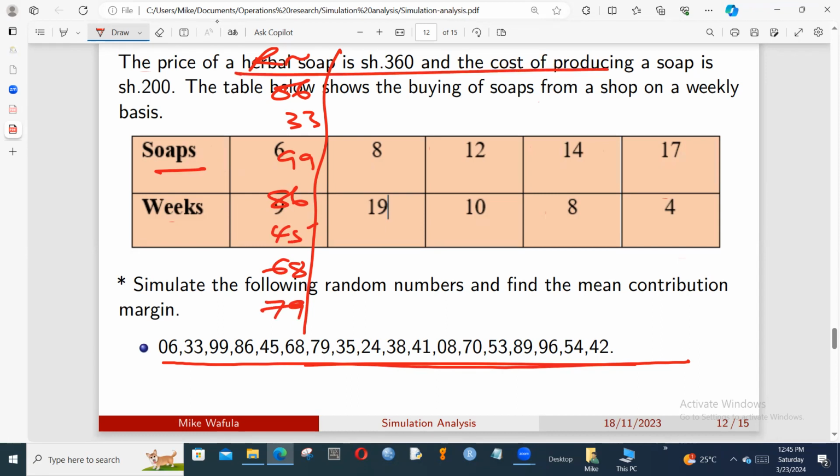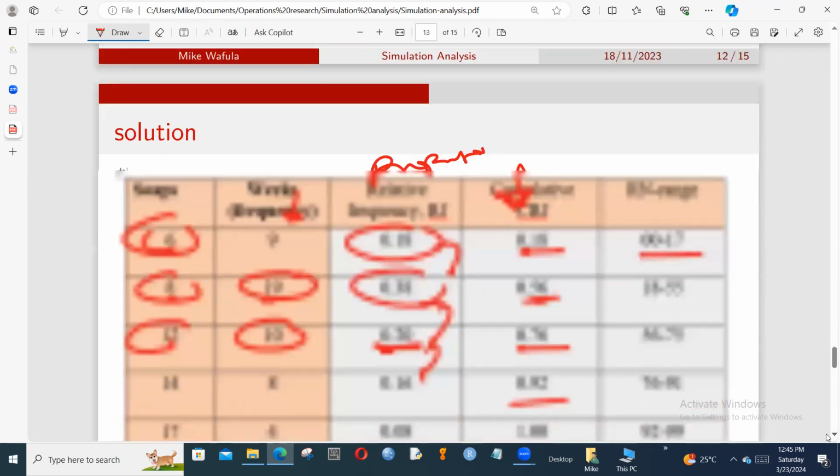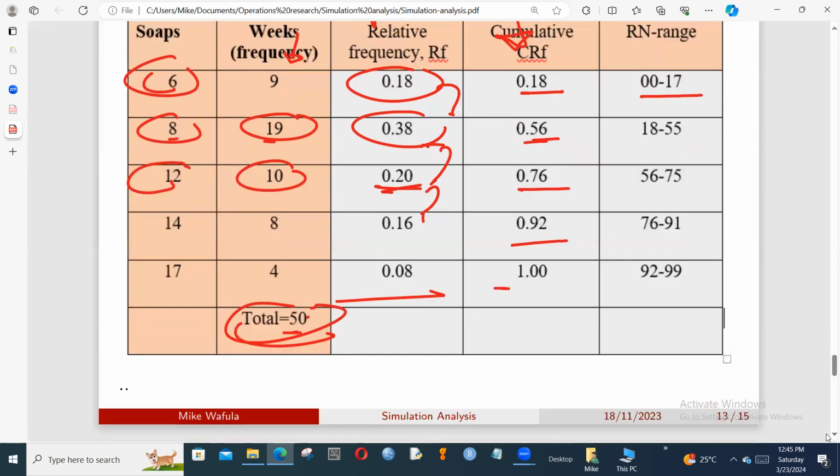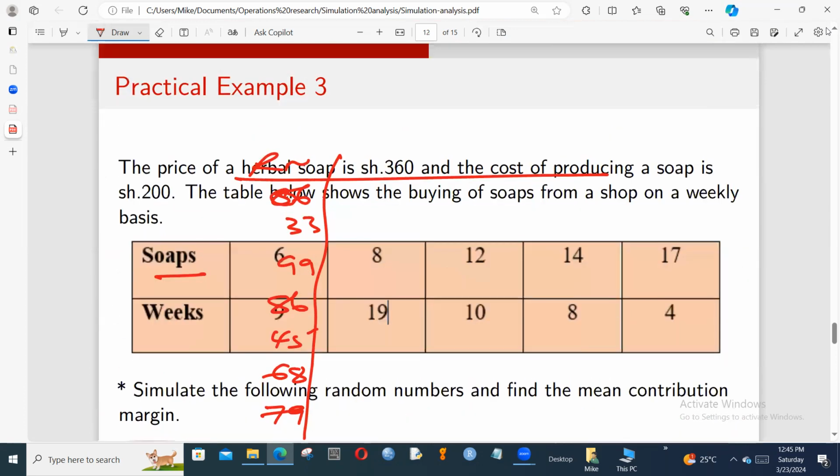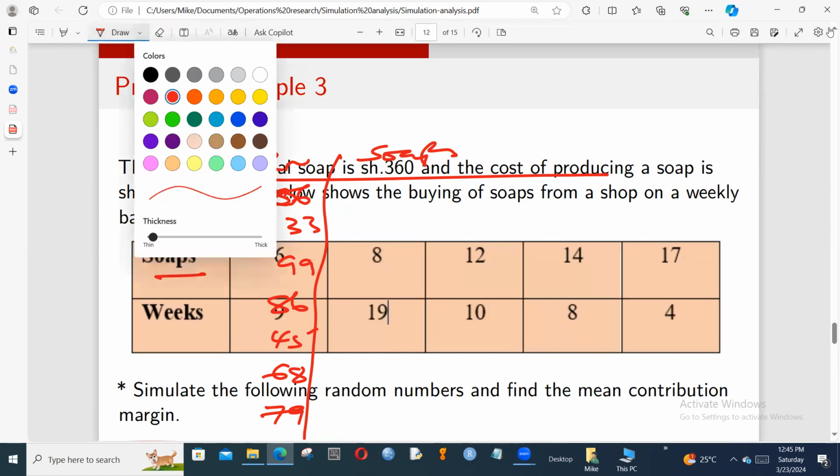And now you are using that, the first one is 06. So you check this 06 against this random number range. And you see that 06 lies within that first interval, where the number of SOPs being bought is 6. And so you write that, because here you have the column SOPs. Now you have this given as 6.